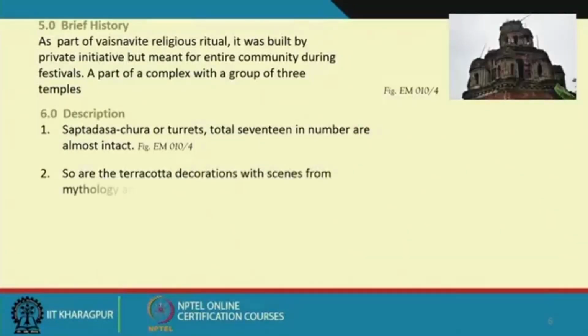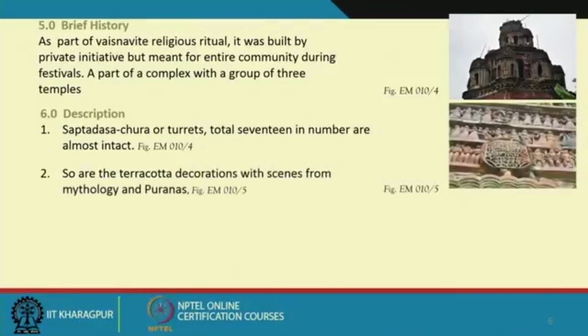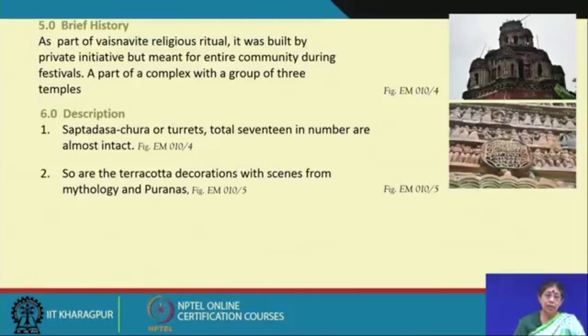So, the description says the turrets are in a very good condition, and so are the terracotta decorations with scenes from mythology and Puranas. All over this Rasmancha there are terracotta plaques which show various mythological scenes from the Puranas and others, and when one really starts documenting, each and every plaque has to be documented, numbered, and its condition assessed. As I say, this is just an example of a very preliminary investigation, not a full documentation, which should come after this.